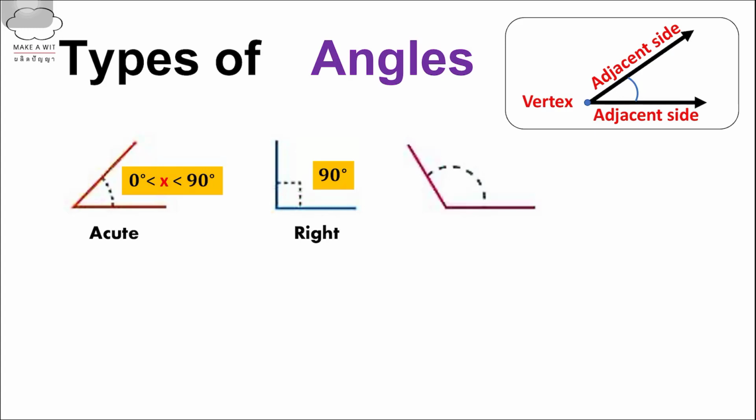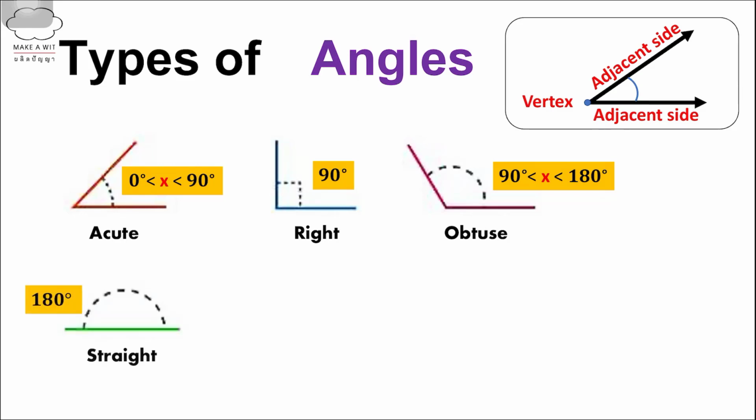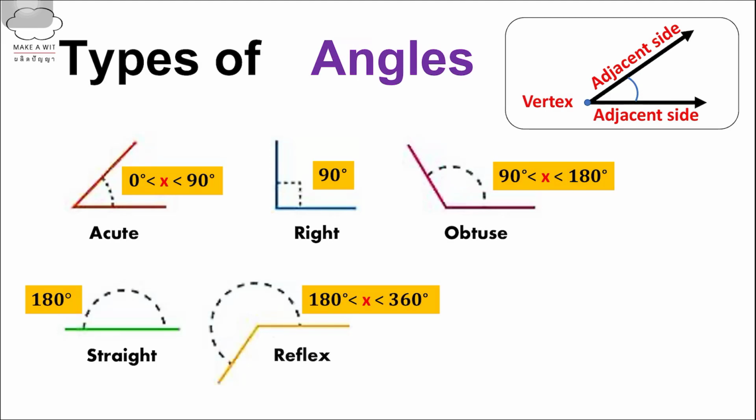Right angle. And next, more than, of course, more than 90 degrees, but less than 180 degrees. So this is called obtuse. Next, this is exactly 180 degrees. So it's called straight. See, straight line, right? Straight angle. And next, more than 180, but less than 360 degrees. So this is called reflex angle. Reflex. Okay, so it's more than straight angle, it's reflex.